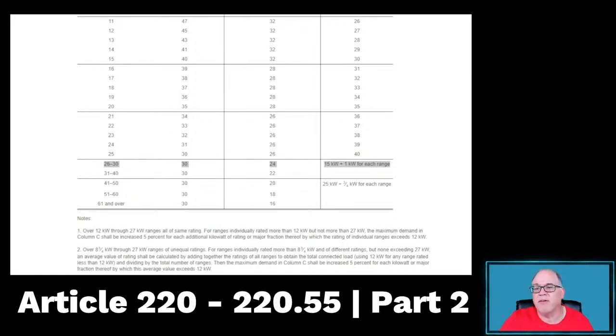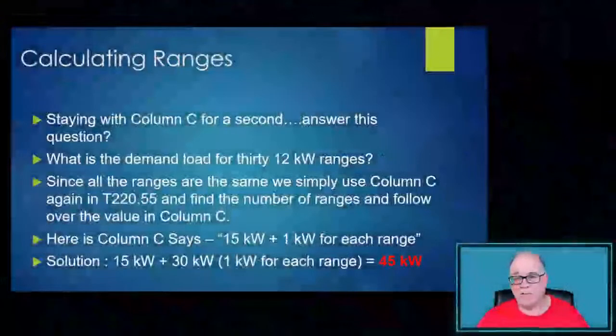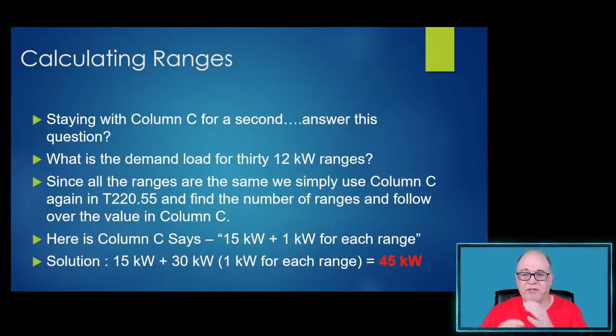But notice it says 15 kW plus 1 kW for each range. Okay, so let's go back and see what we do. It's not nearly as complicated as it seems. So it said 15 kW plus 1 kW for each range. So it's 15 plus, how many ranges do we have in our question? 30. So that's 30 kW. So it's 15 plus 30 equals 45 kW. That's your answer. 45 kW or 45,000 watts.